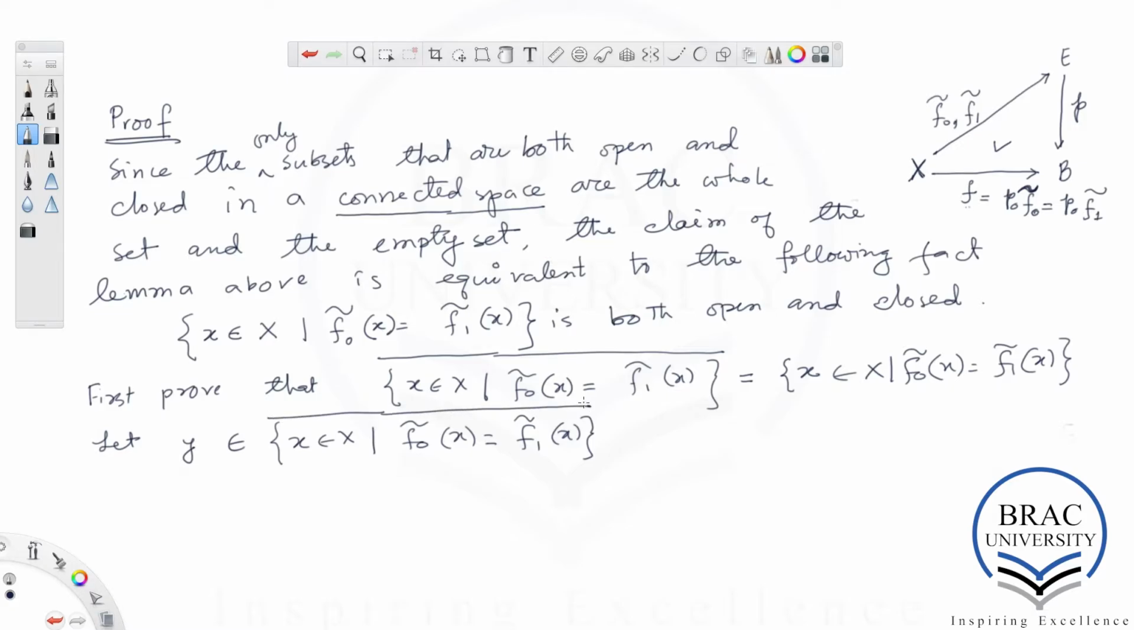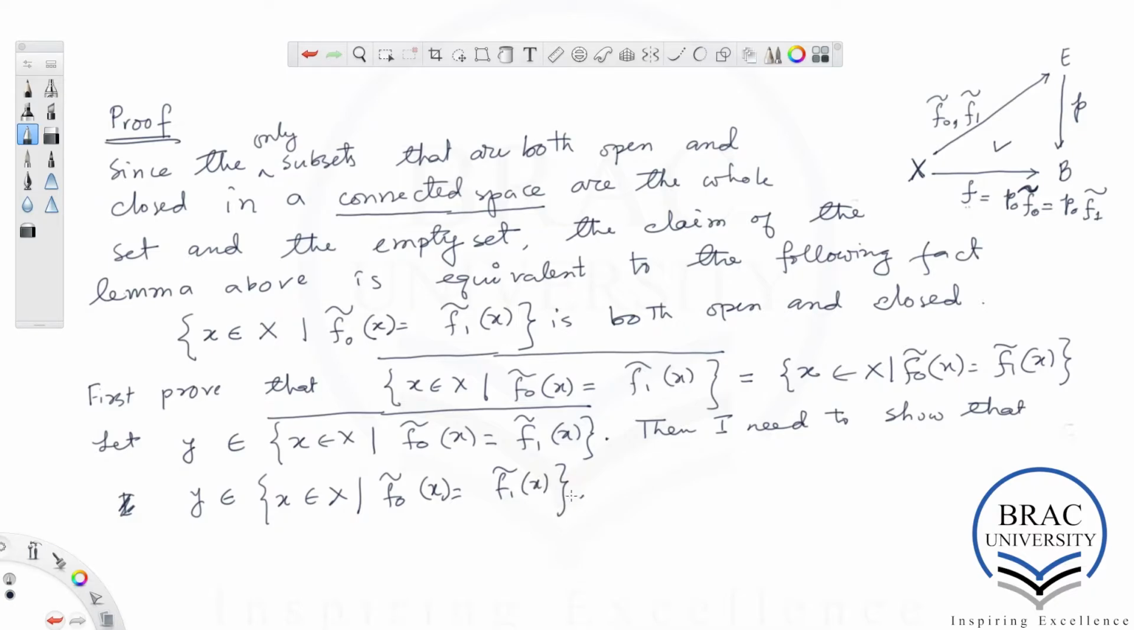Okay, then I need to show that Y also belongs here. I need to show that Y belongs to this set, the set of X belonging to X such that F0 tilde of X is equal to F1 tilde of X. Okay, so I need to prove this fact.